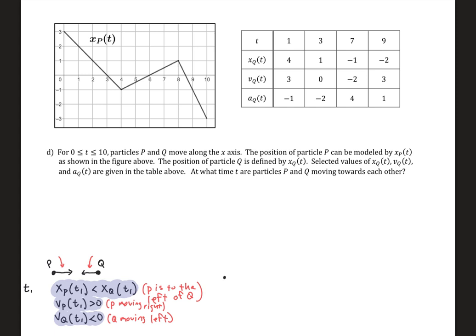So you could have Q over here and then P over here. So notice this is a situation where x of Q at some point in time is greater than x of P. Or sorry, less than. I don't know why I said that. Less than x of P. Okay, and then to go towards each other, that means Q's velocity would have to be positive at that point in time, and the velocity of P would have to be negative.